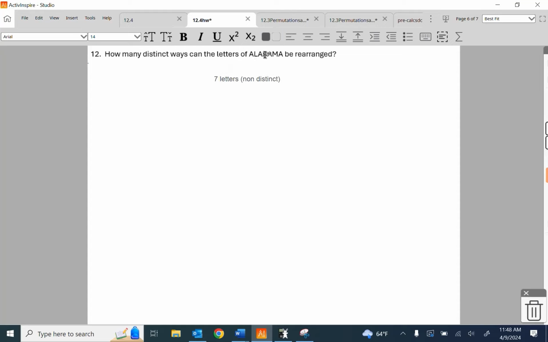Now, I'm going to count some letters. The letter A happens 4 times. It's because of the repetition of that letter. It doesn't matter which A you pick. You still get the same word to some degree, so you still get the same arrangement. An A is an A. It doesn't matter if it was the first one, second one, or third one. I don't think anything else in the word Alabama repeats. So this one's pretty simple. It's 7 factorial divided by 4 factorial.